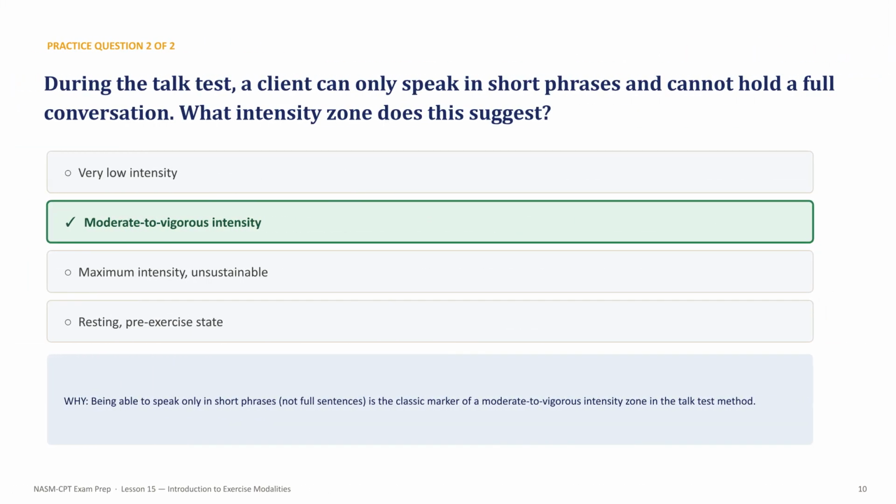One more question. During the talk test, a client can only speak in short phrases and cannot hold a full conversation. What intensity zone does this suggest? Pause and think back to the talk test breakdown. The correct answer is moderate to vigorous intensity zone. Here's why. Being able to speak only in short phrases, not full sentences, is the classic marker of a moderate to vigorous intensity zone in the talk test method.